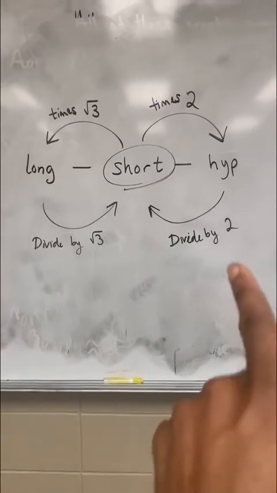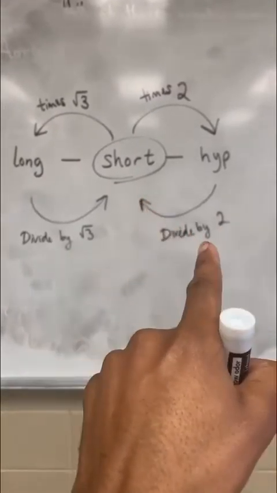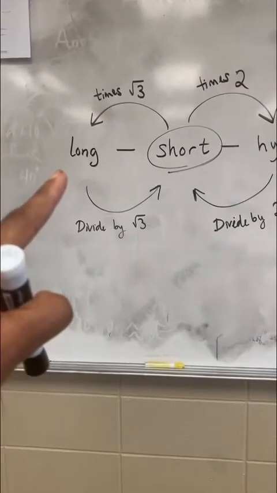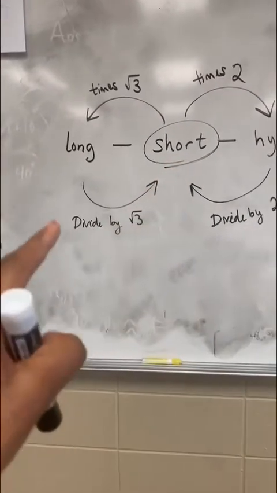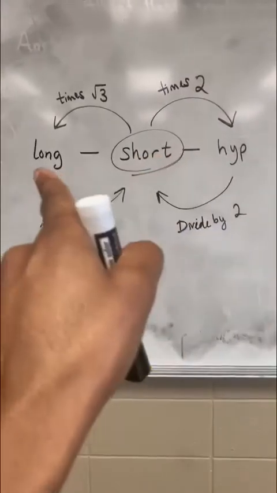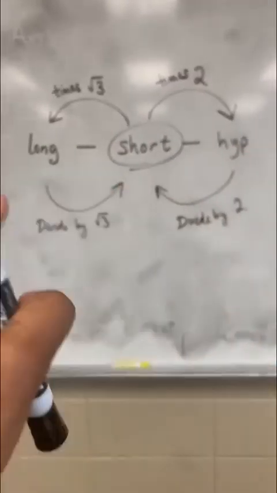All right, now, if you're at the hypotenuse, to go back to the short leg, all you need to do is divide by 2. If you're at the long leg and you need to get to the short leg, all you have to do is divide by square root 3. See how multiplying goes out, dividing comes back in.